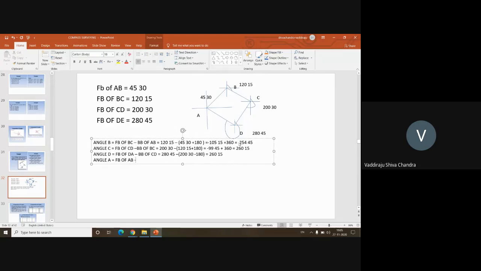Forward bearing of AB minus back bearing of DA. Forward bearing of AB is 45 degrees 30 minutes minus back bearing of DA, which is 280 degrees 45 minutes minus 180. What is the answer? Minus 55 degrees 15 minutes, sir.